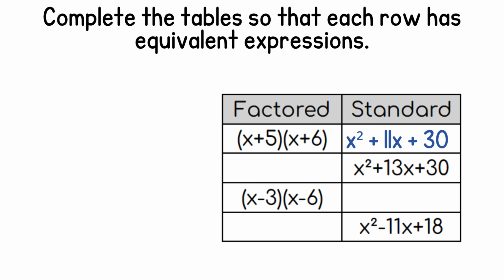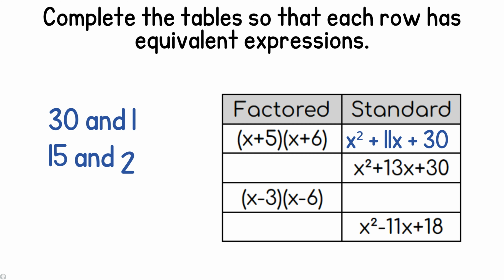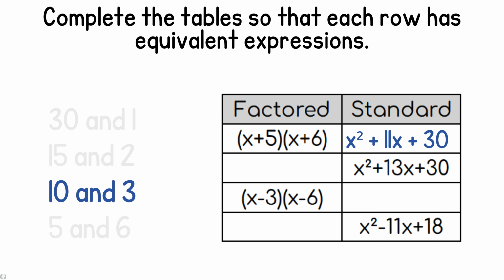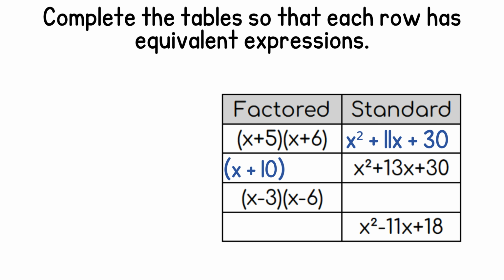Now we'll look at the standard form of x² + 13x + 30 to put it in factored form. We'll start by listing our factors of 30 and then find which pair will add to 13. We can see that the pair of 10 and 3 will multiply to 30 and add to 13 like we needed to. So in factored form, we'll write (x + 10)(x + 3). Now let's look at the one below it.